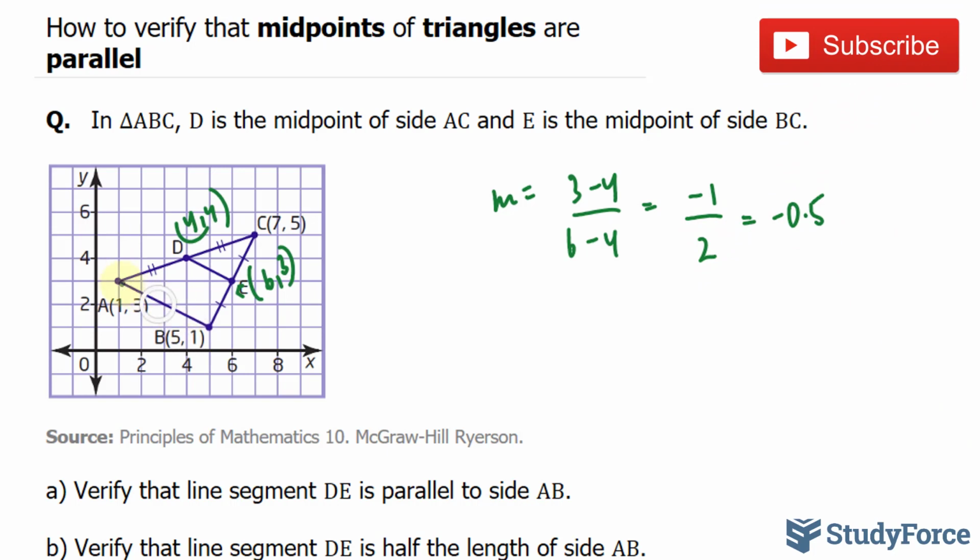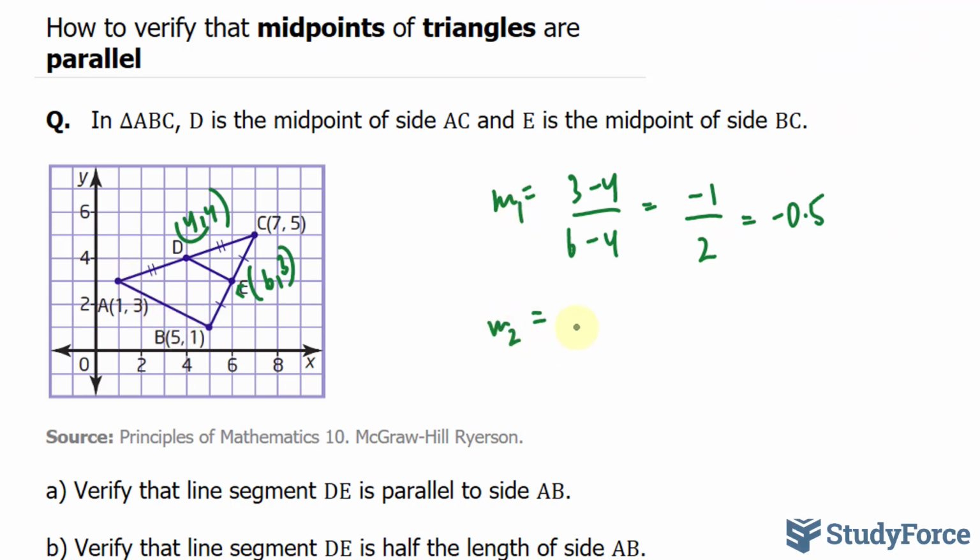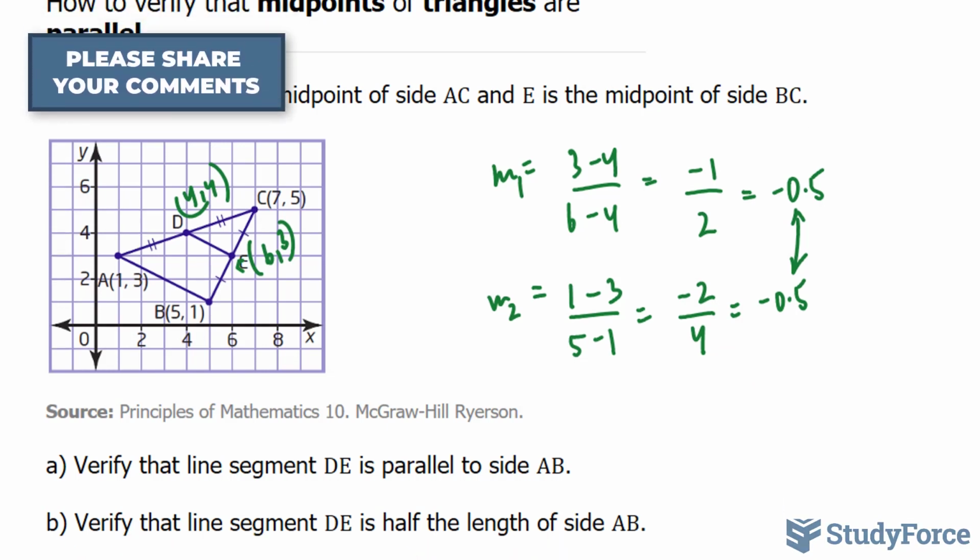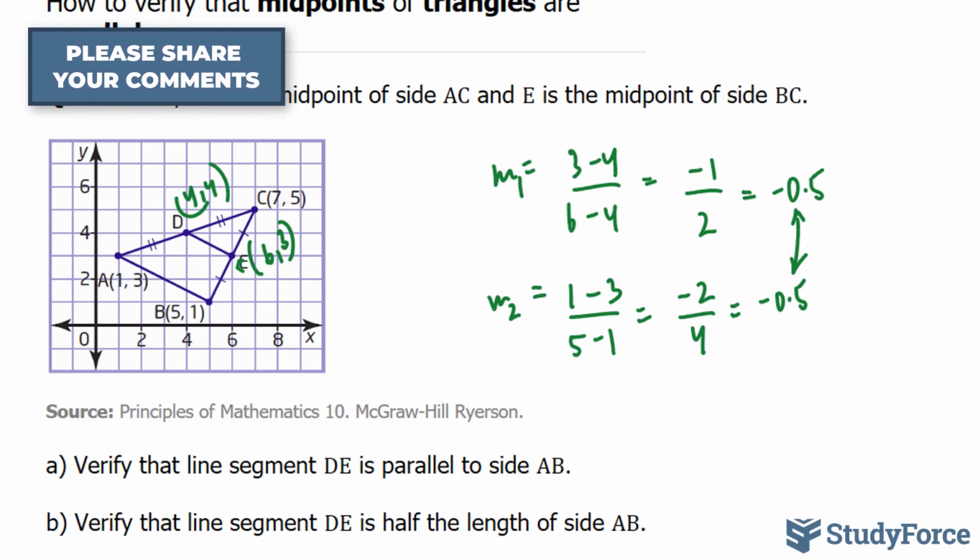Now, to find the slope of these two, I do the same thing. That's slope 1, this is slope 2. 1 minus 3 over 5 minus 1. 1 minus 3 is minus 2 over 4, and that's negative 0.5. They are identical. Because the slopes are the same, they're parallel. In question B, they ask, verify that the line segment DE is half the length of side AB.